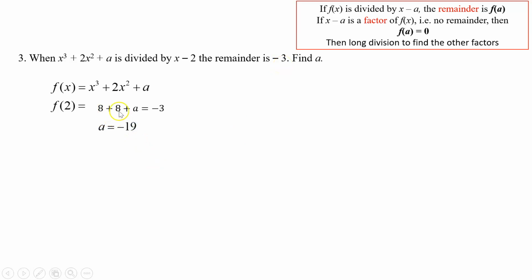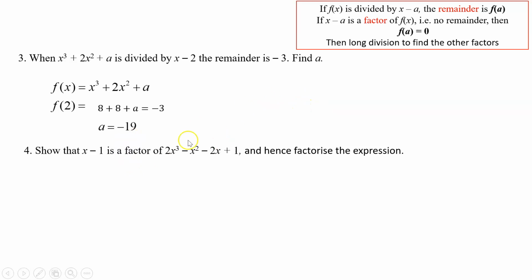So 8 and 8 is 16. Take it over is minus 16 minus 3. So a is minus 19.